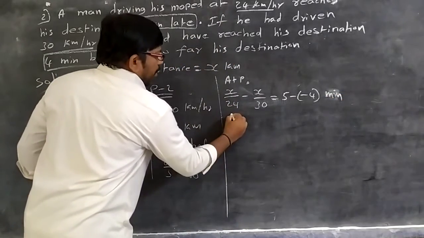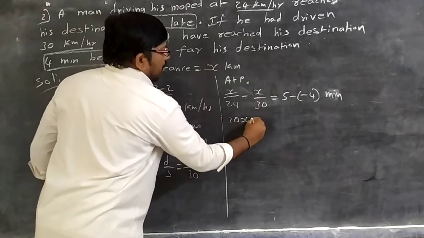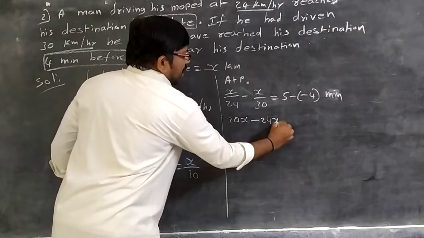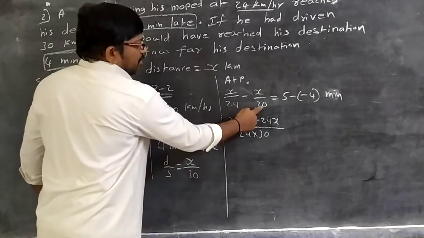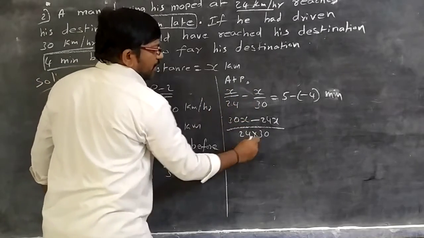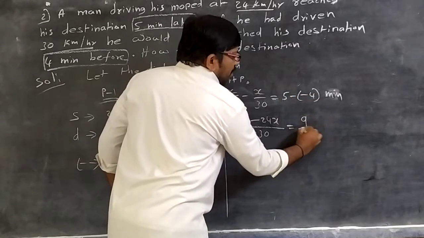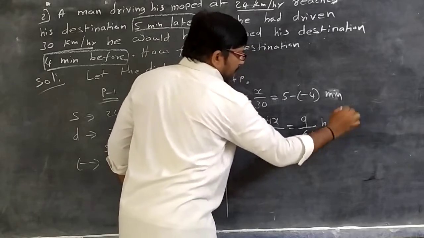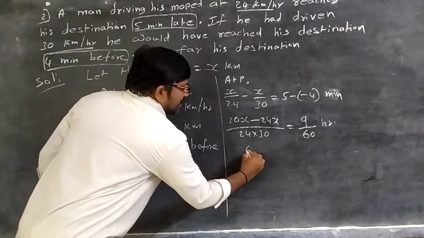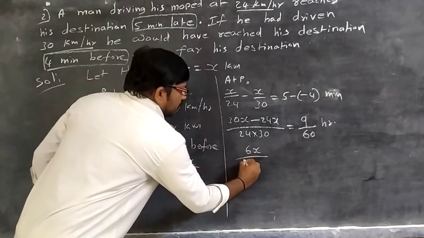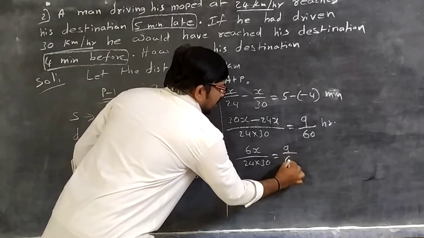So x by 24 minus x by 30. Now simplify it. 30 into x, 30x minus 24x by 24 into 30 by cross multiplying, is equal to plus 5 plus 4, 9 minutes. Convert into hours, 9 by 60 hours. Right? So 30x minus 24x, 6x by 24 into 30 is equal to 9 by 60.